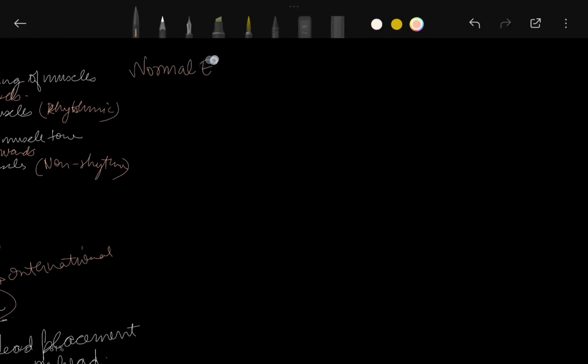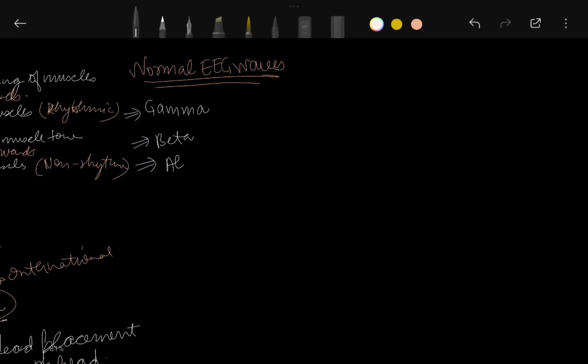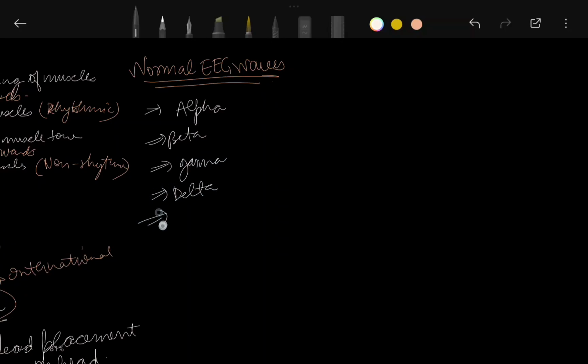The normal EEG waves, what are they? First of all, we have the gamma waves, beta, alpha. Just a second, we can make it simpler. Just go by chronological order only: alpha, beta, gamma, delta, and theta. Okay.